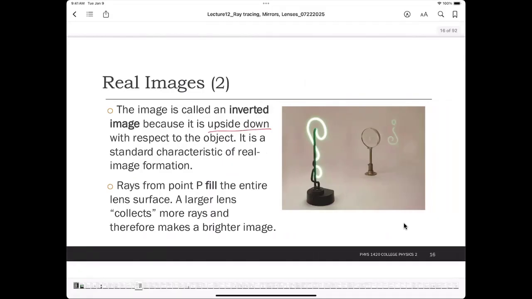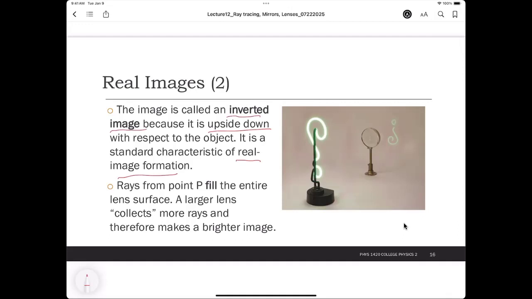For real image formation, we know that a real image is always inverted, so it is an upside down image. Rays from point P fill the entire lens surface. A larger lens collects more rays and therefore makes a brighter image.